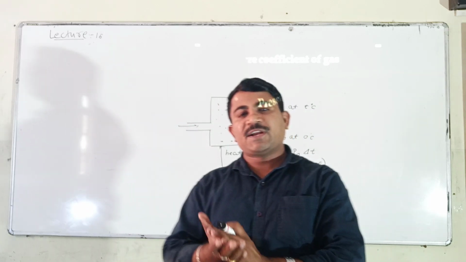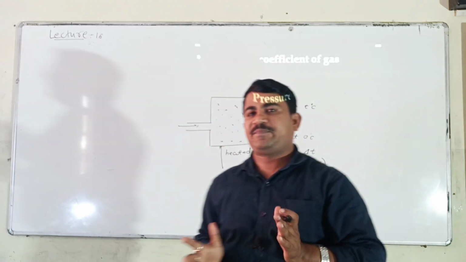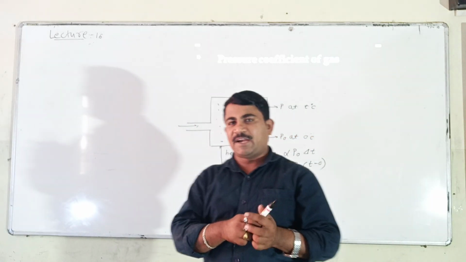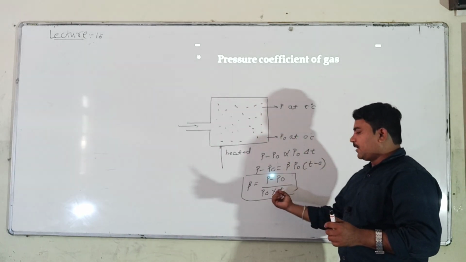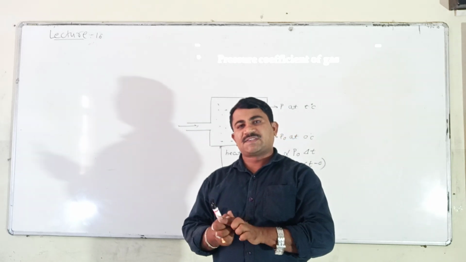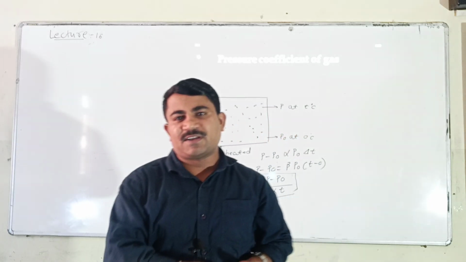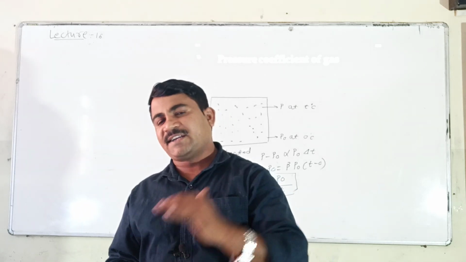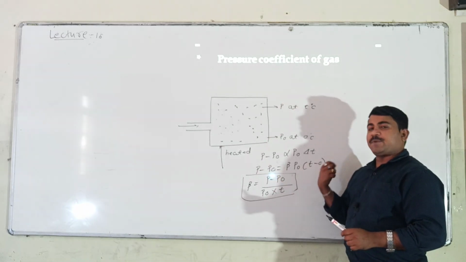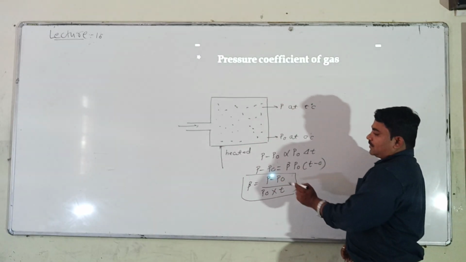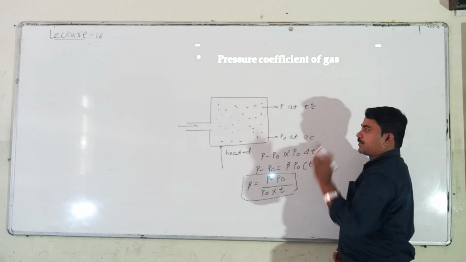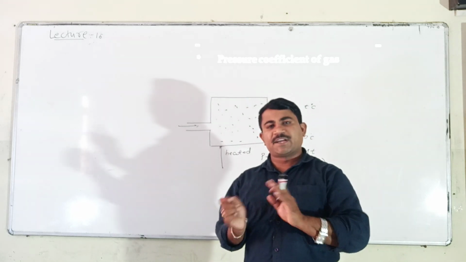Again, the pressure coefficient of the gas, how to define? P minus P0 represents the change in pressure, P0 represents the original pressure, and T represents the change in temperature. This is the pressure of the gas at 0 degree Celsius and the pressure of the gas at T degree Celsius. Now the pressure coefficient of the gas is the ratio of the change in pressure to the original pressure per unit degree rise in temperature.